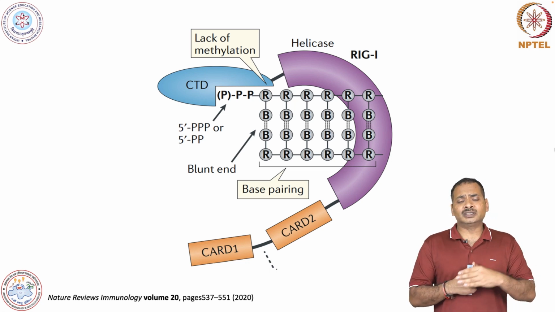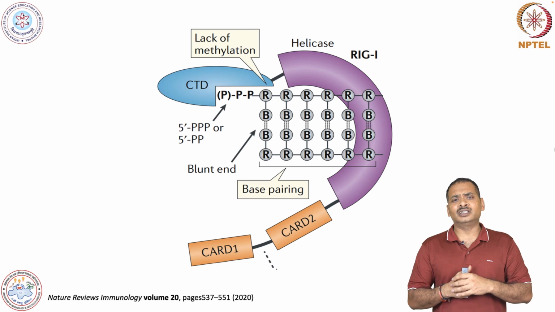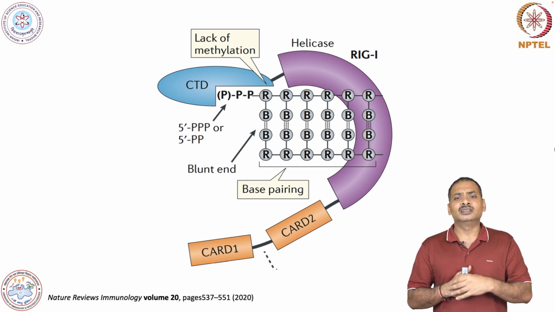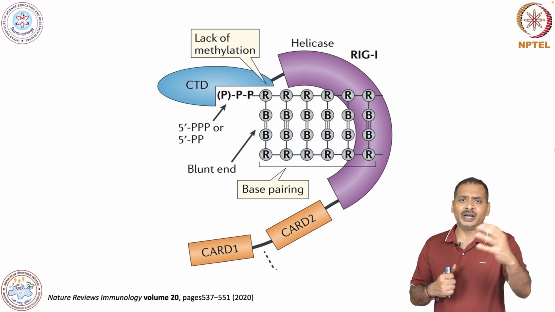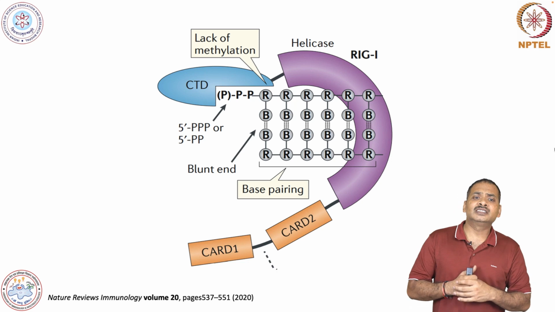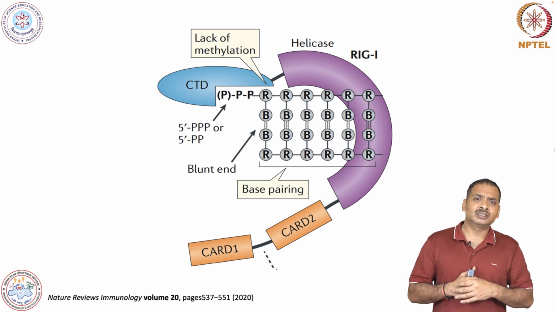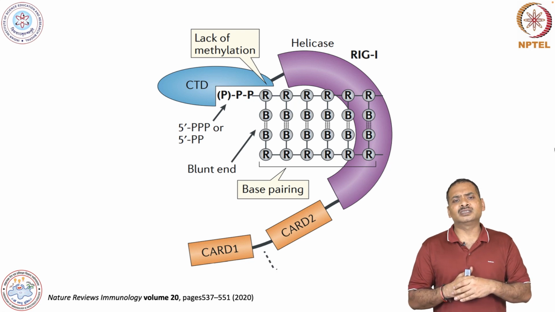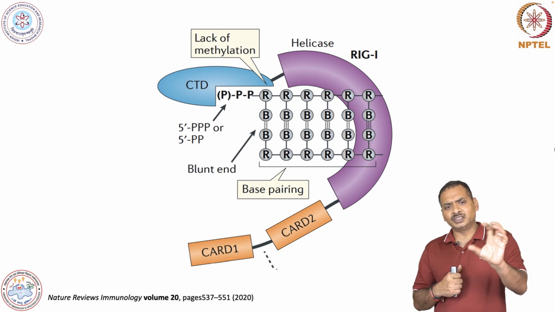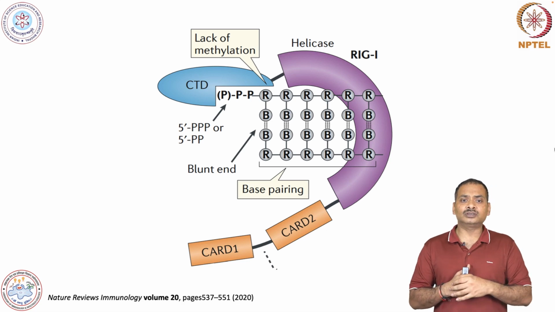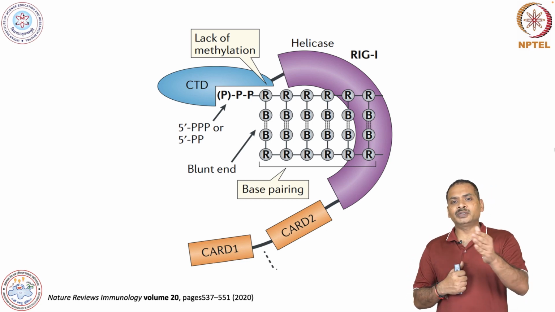So, this is a schematic representation of how the RNA molecule is sensed by RIG-I, meaning how the RNA molecule binds with RIG-I. Here you can see there is a CTD, the carboxyl terminal domain. This is basically binding with the triphosphate, holding the triphosphate, and it could be a diphosphate also. And here you can see the ribose sugar, and there are bases.